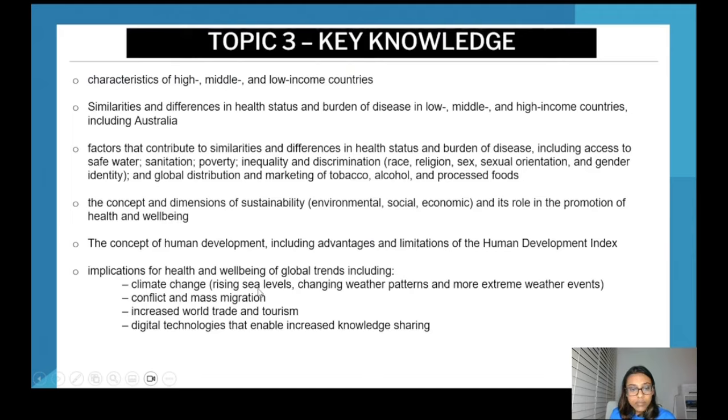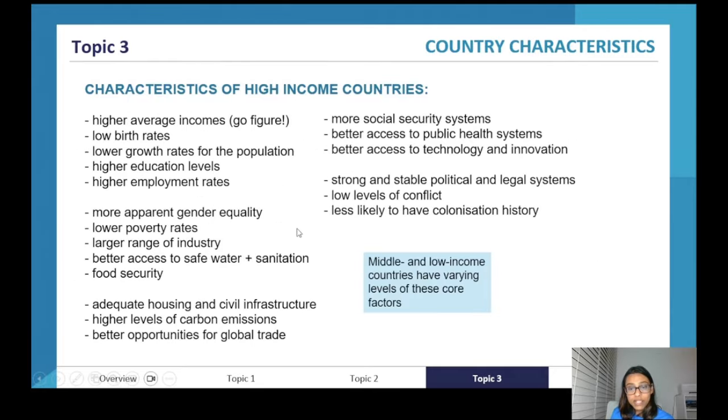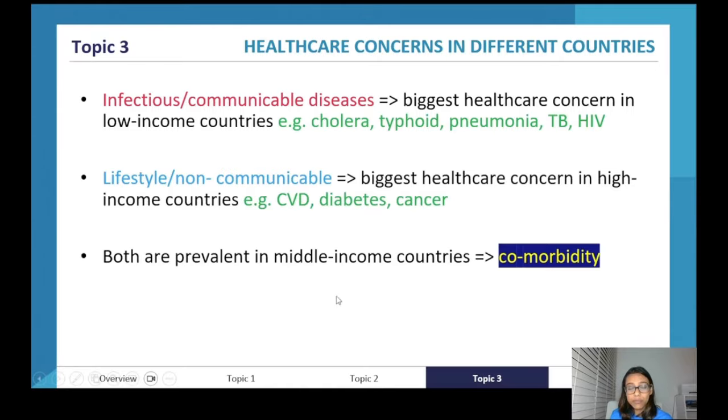Here's a little example. A lot of global distribution of tobacco, alcohol, processed foods, and increased world trade and tourism, increased trade, increased marketing and distribution of tobacco, alcohol, and processed foods, very prevalent in middle and low income countries, and they're a big problem because there's not enough regulation like there is in high income countries. There's not a lot of regulations and laws surrounding the marketing and advertisement of all of those different healthcare risks.